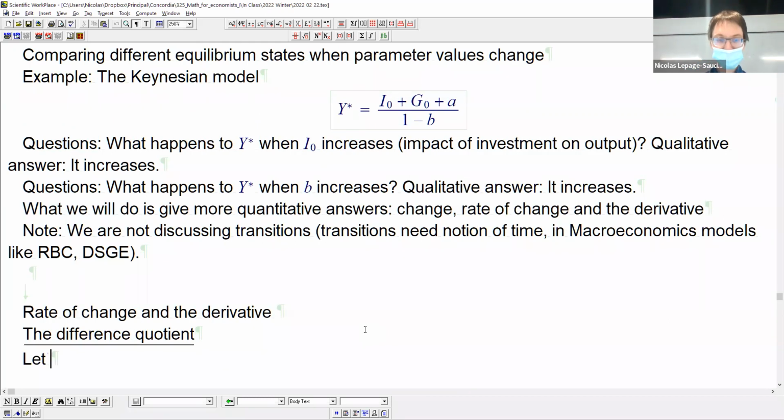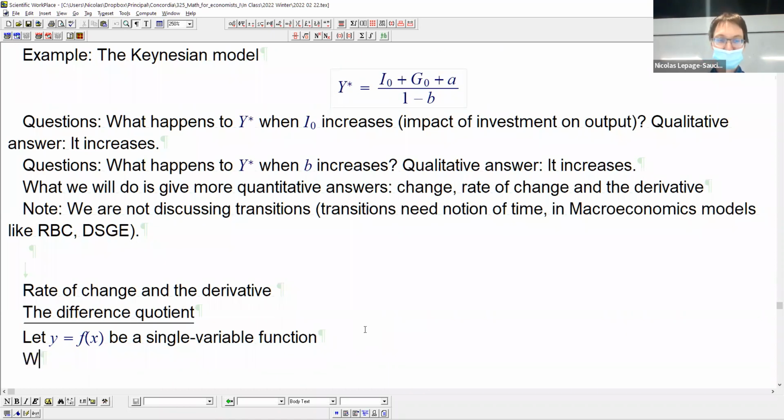So let y equals f of x, a single variable function. For most of the time, in some classes, we're just going to have single variable functions, less complicated. What we learn here is okay, and then we introduce more variables.